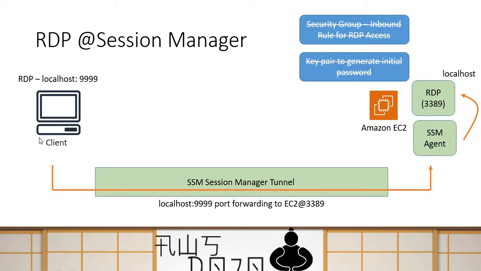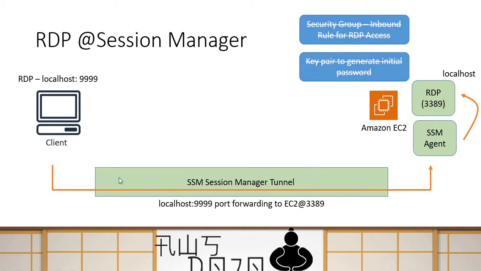The way it works is that your client will try to do an RDP access to, say, localhost 9999, just as an example. Then you will use an SSM CLI command to do port forwarding, which will simply forward this localhost 9999 to the EC2 instance at 3389, which is the RDP port. And then SSM will use this port forwarding to provide access to this EC2 instance over RDP port 3389.